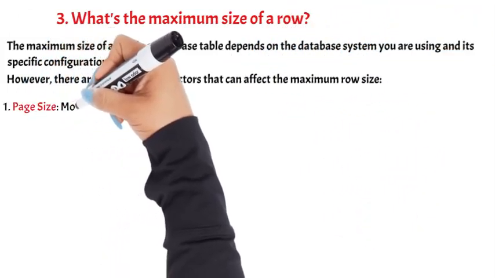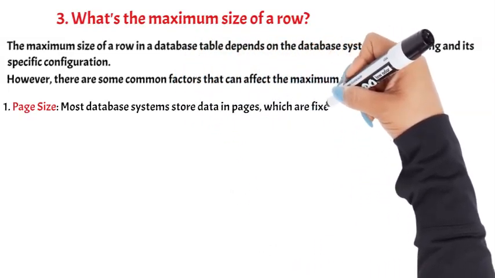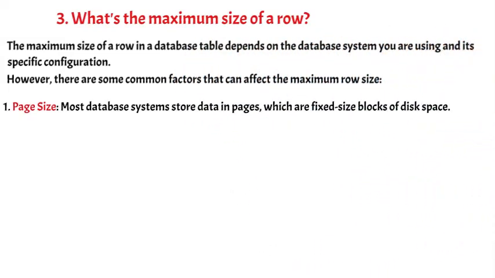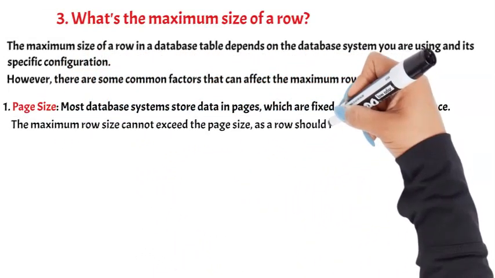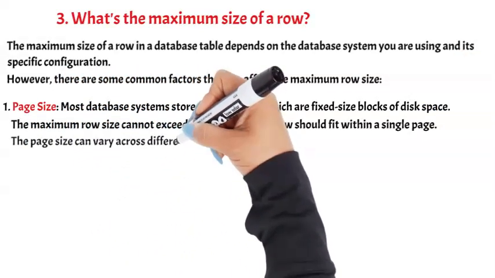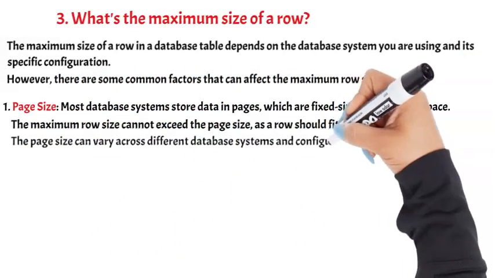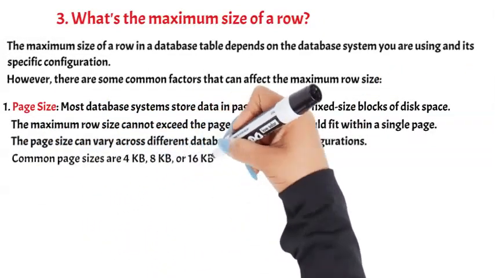1. Page size. Most database systems store data in pages, which are fixed-size blocks of disk space. The maximum row size cannot exceed the page size, as a row should fit within a single page. The page size can vary across different database systems and configurations. Common page sizes are 4 KB, 8 KB, or 16 KB.